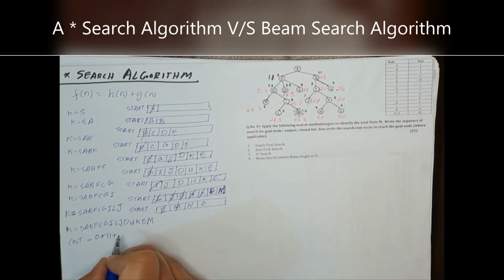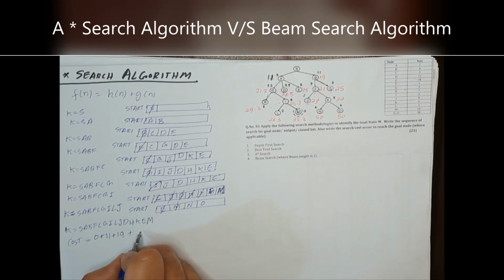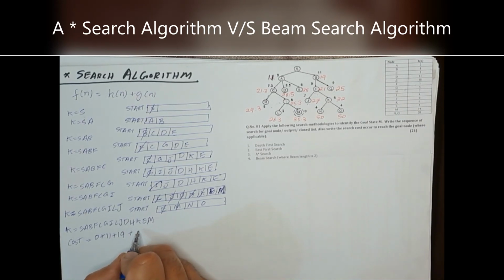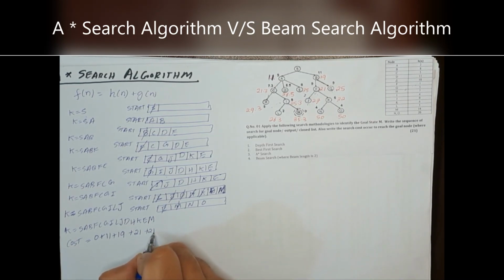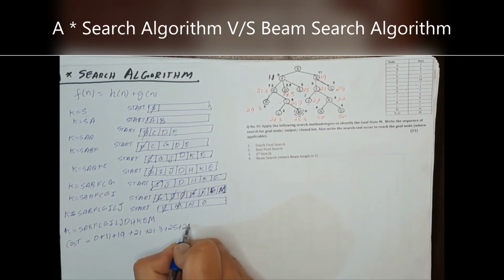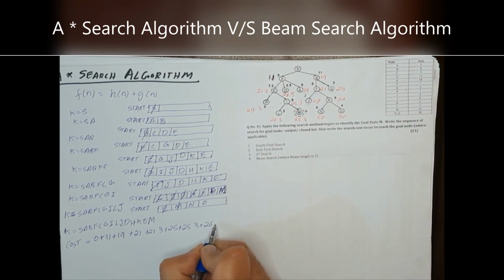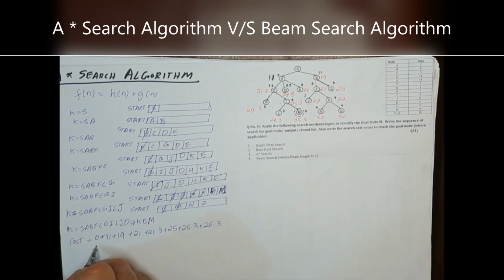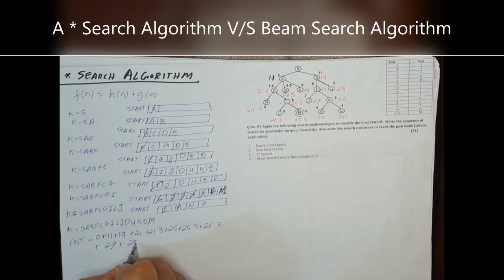plus B, that is 19, plus F, that is 21, plus 21.3. Then we have followed by 25 plus 25.3 plus 26.3. Then we have plus 27, then plus 28.5.